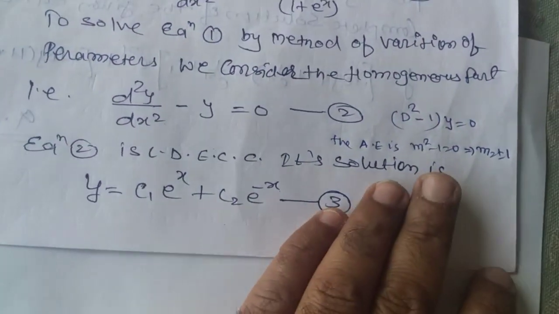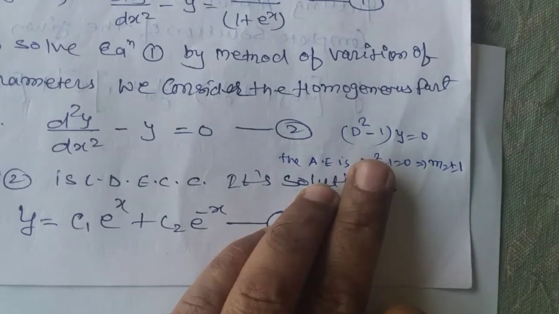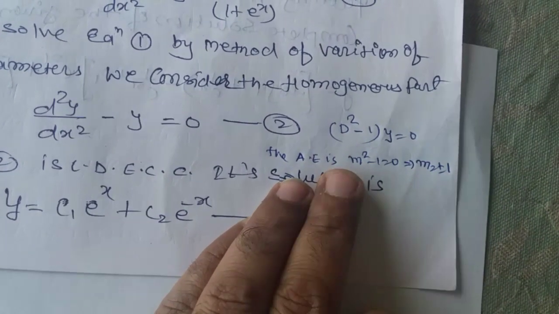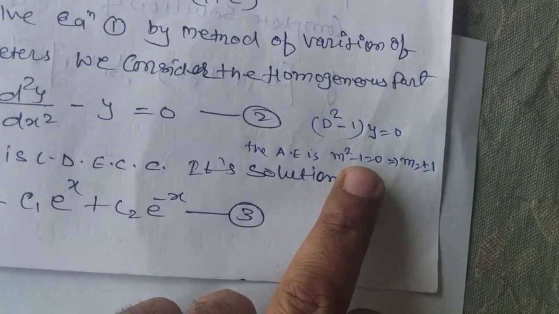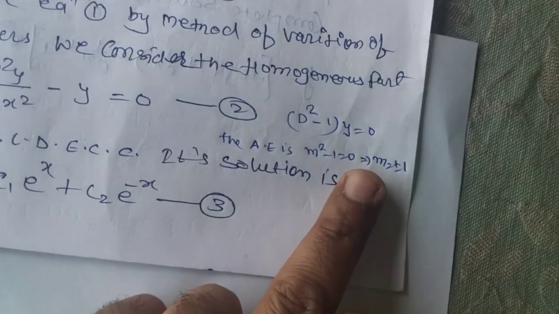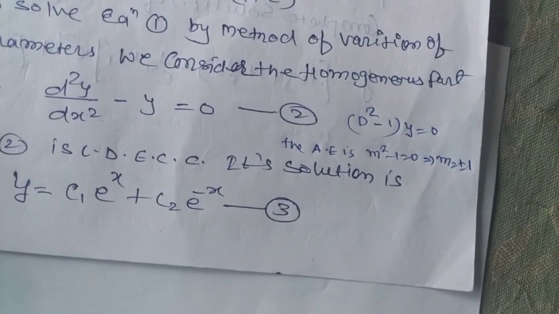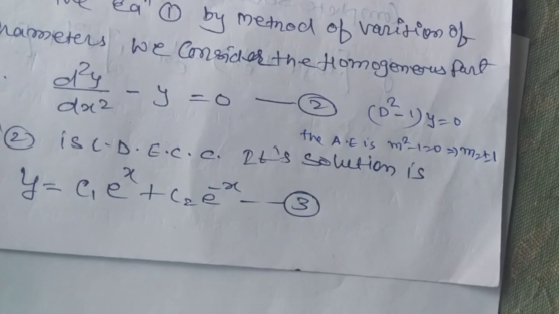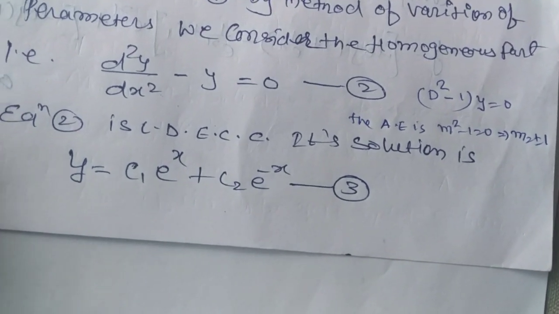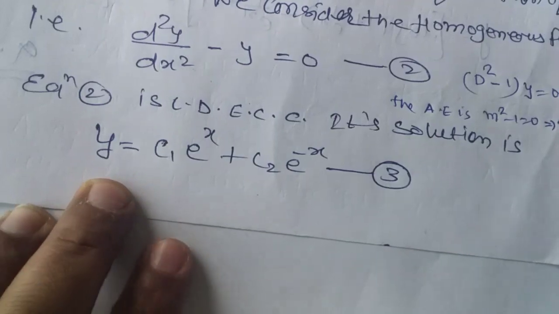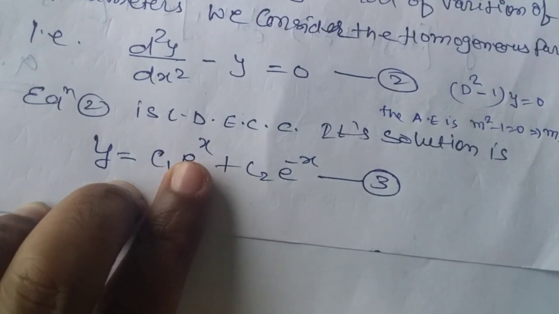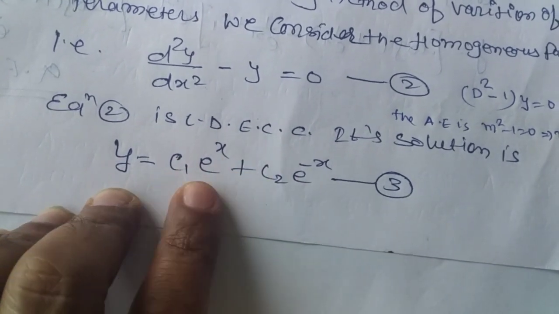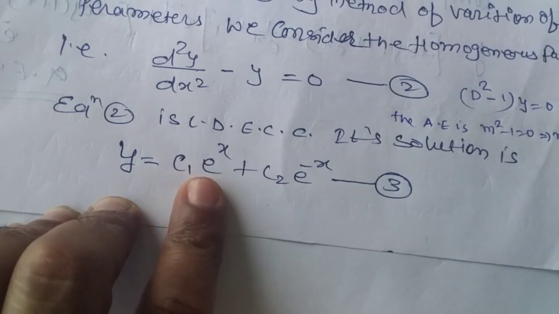Equation 2 can be written as (D² − 1)y = 0. Now to find the CF, the auxiliary equation is m² − 1 = 0, which gives the value of m as ±1. That is, the roots of the auxiliary equation are real and distinct, and hence the solution of equation 2 is y = CF, that is c1 e^x + c2 e^(−x). So this is the solution of the homogeneous part.